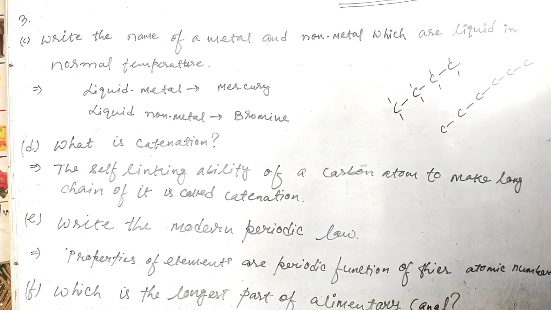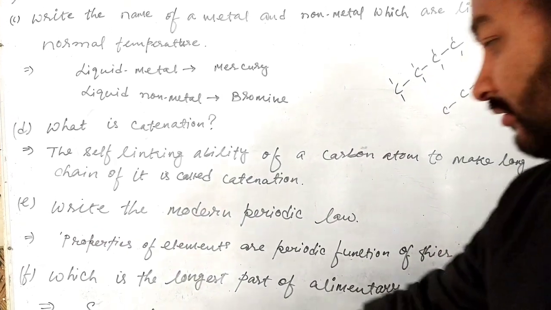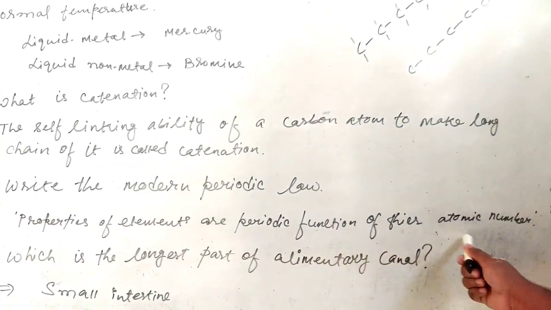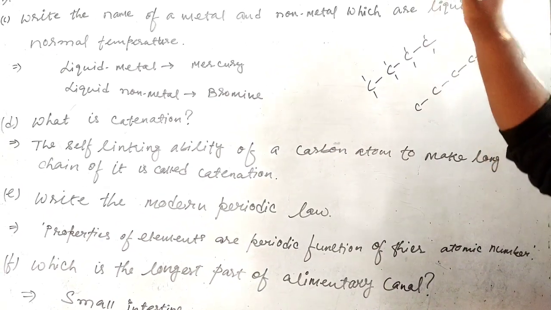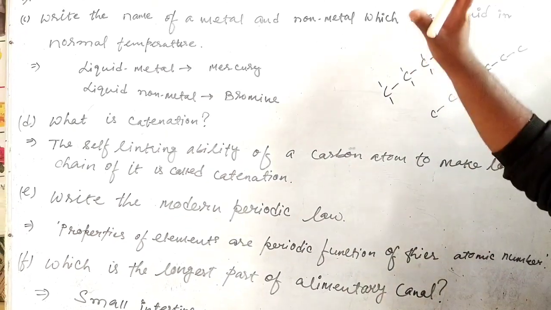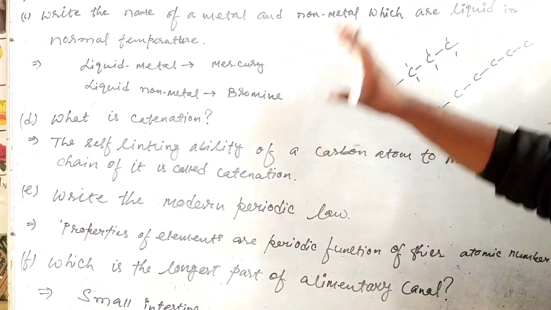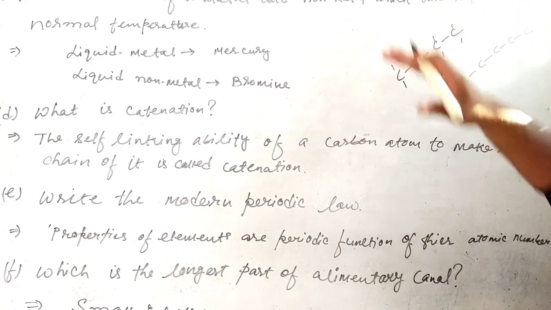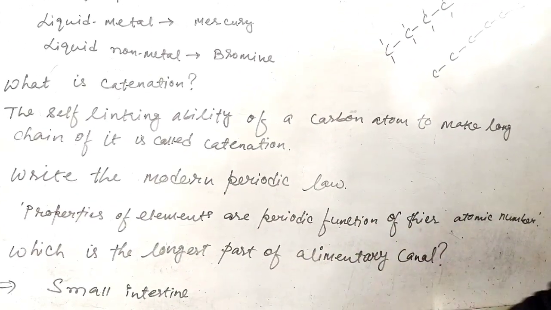Write the modern periodic law. So modern periodic law kya hai? What is modern periodic law? Modern periodic law states that properties of elements are periodic function of their atomic number. So elements ka jo period mein uska position hoga, ye sab atomic number ka wajah se hota hai. Means atomic number of an element determines the position of element in periodic table, means in which group they will be, which period they will be, it is determined by atomic number.